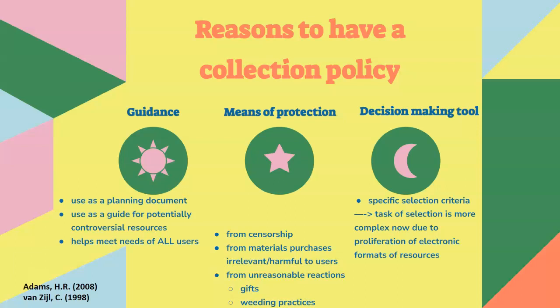And the last thing is it protects us from unreasonable reactions, I should say, because on the flip side of that, there are also people who want to make gifts to the collection, but not all gifts can obviously be accepted. And sometimes when gifts are not accepted, it can cause an unreasonable reaction or feelings of hurt. So showing specifically why it did not meet certain criteria could help protect us from that, as well as when people see weeding practice going on, like, oh, why are you throwing out all these books?